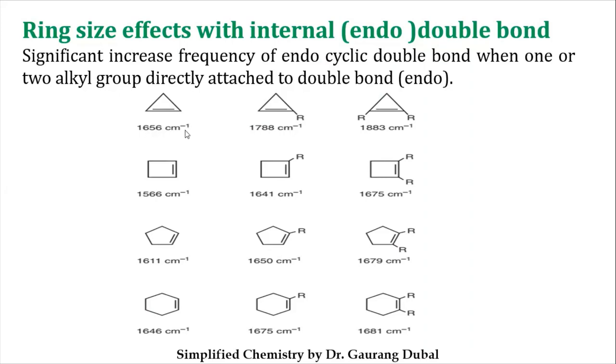1656 centimeter inverse. But if you add a methyl group on one position, any one position out of the double bond, you will get a comparatively much higher frequency than the normal cyclopropene ring. Means the one alkyl group gives 1788, a drastic change, right? Same way, if you introduce more methyl groups, the frequency increases by approximately 90 to 100 centimeter inverse. So that is the drastic change observed by the introduction of alkyl groups in the frequency of endo double bond containing cyclic rings. And this phenomenon also applies to 4-member rings, 5-member rings, 6-member rings, right? So this strain is the same in all the rings. You can see the same change will happen in each and every one. So I am not going into detail. I hope you get the idea about that.